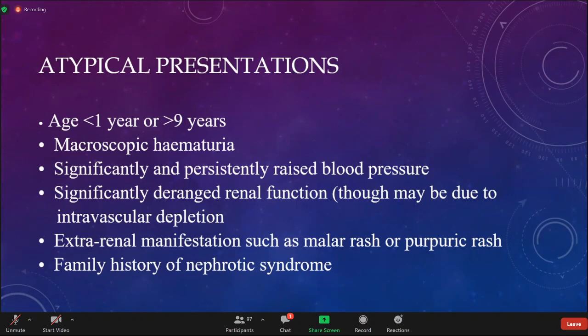Right? What are the atypical features? Age less than 1 year or more than 9 years, macroscopic hematuria, significantly and persistently raised blood pressure, deranged renal functions, extrarenal manifestations like vasculitic rashes, and a family history of nephrotic syndrome. If you have those features, you can use them as indication for the renal biopsy, and they suggest the child can be having non-minimal change disease.